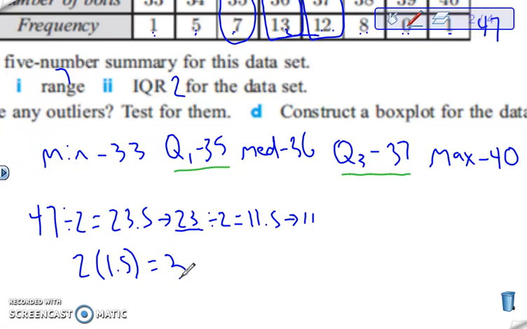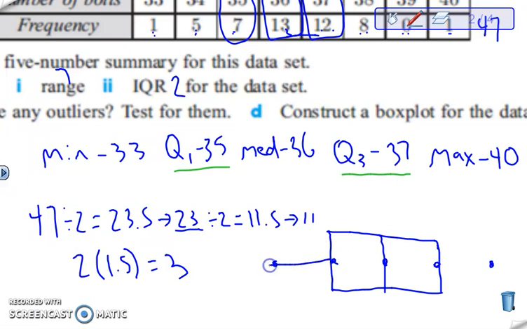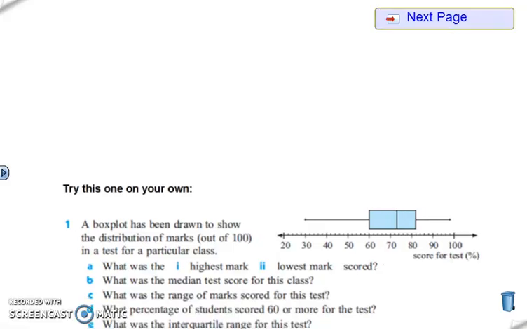Finally, to get the box plot, we're going to take that 5-number summary, put it on a number line, and then what we're going to do is draw a box around the 2 quartiles, put a line through the median, and then we can just label each of those things. So 33, 35, 36, 37, and then 40. All right, so this one you can try on your own.